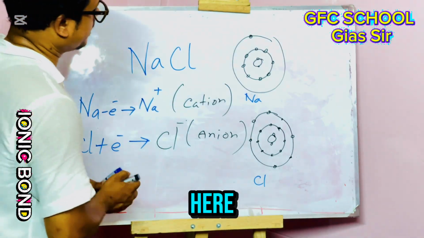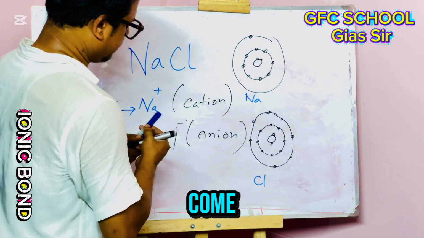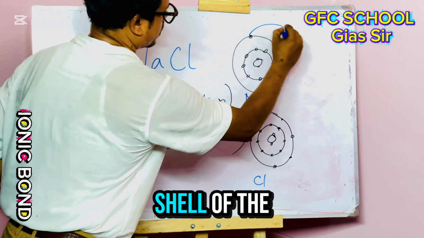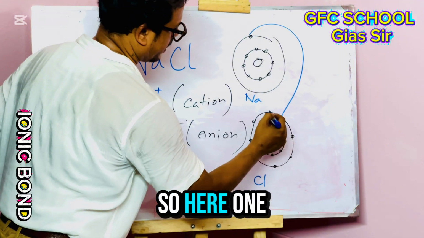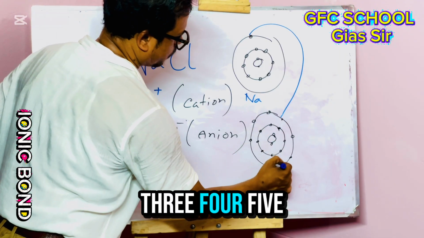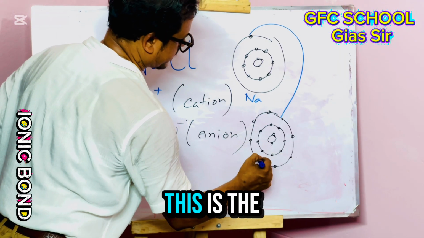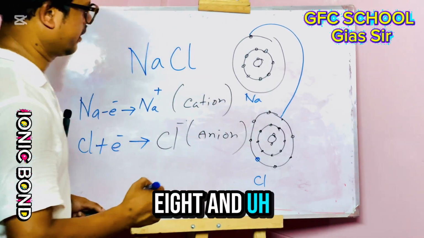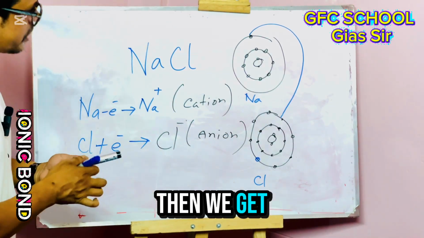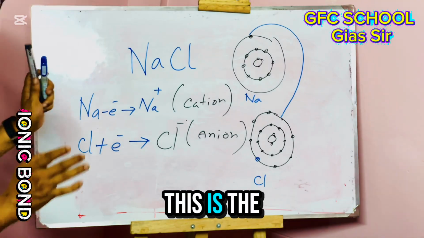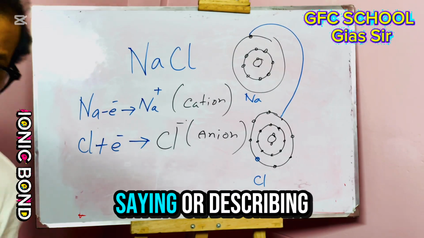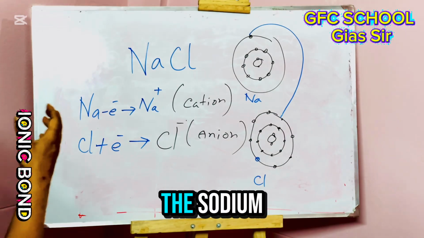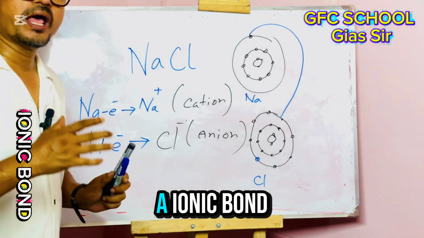Try to understand: one electron will come into the outer shell of chlorine. So here 1, 2, 3, 4, 5, 6, 7, and this is the 8th, and then we get sodium chloride. This is the way of describing the sodium chloride bond. Sodium chloride is an ionic bond.